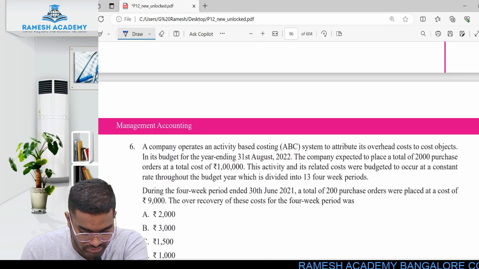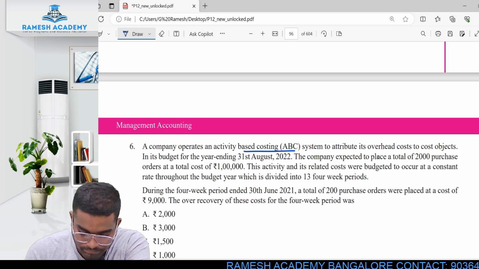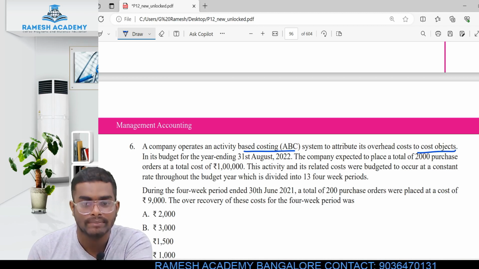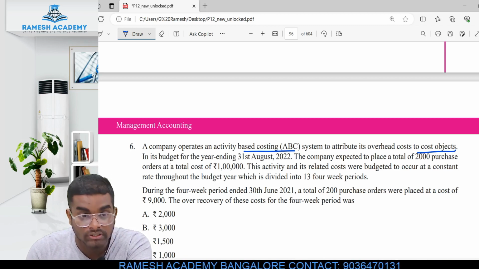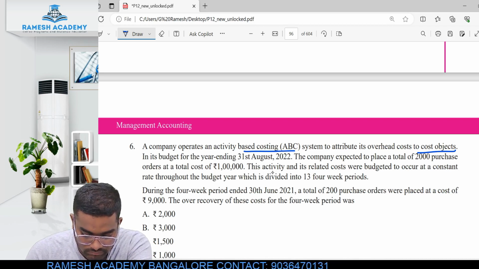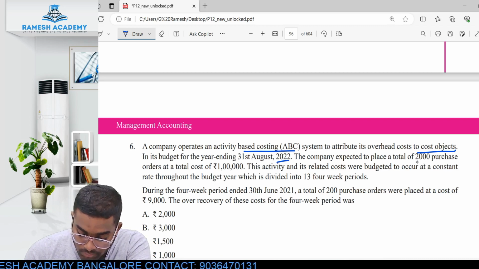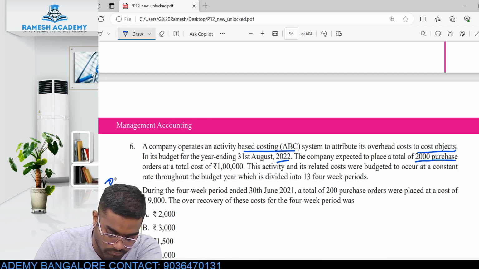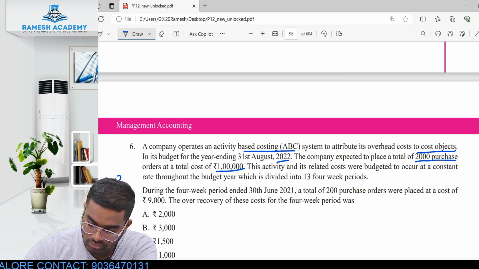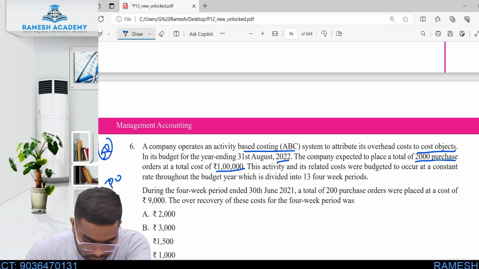So illustration number 6. The company operates an ABC system to attribute its total overhead cost to cost objects. They are using ABC costing, activity based costing for this allocation. In its budget for the year ending 31st August 2022, the company expected to place a total of 2,000 purchase orders at a cost of 1 lakh. What is the per unit cost? So 1 lakh divided by 2000, which is 50 per purchase order.